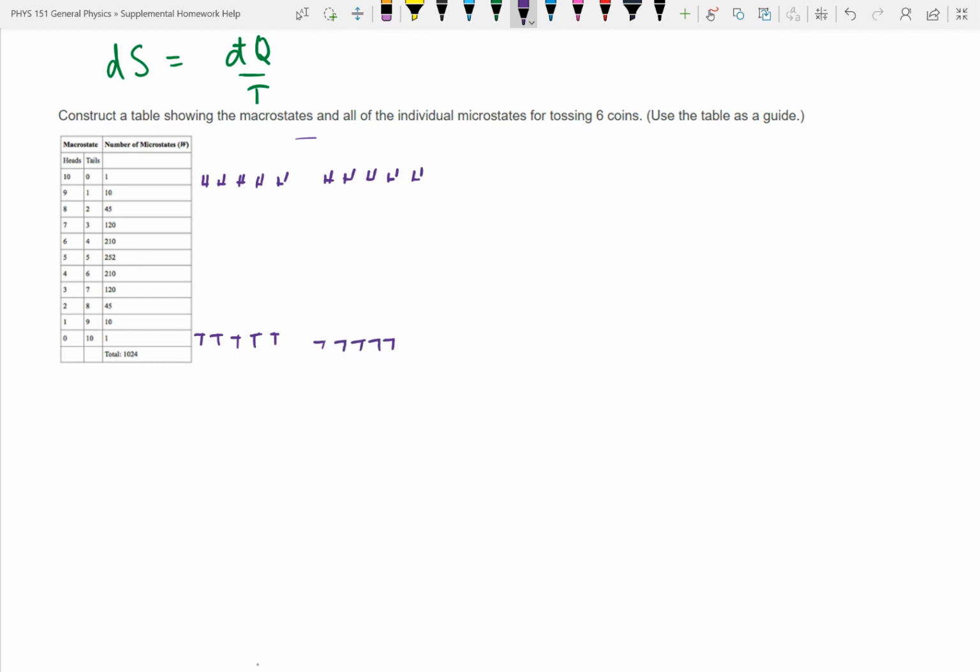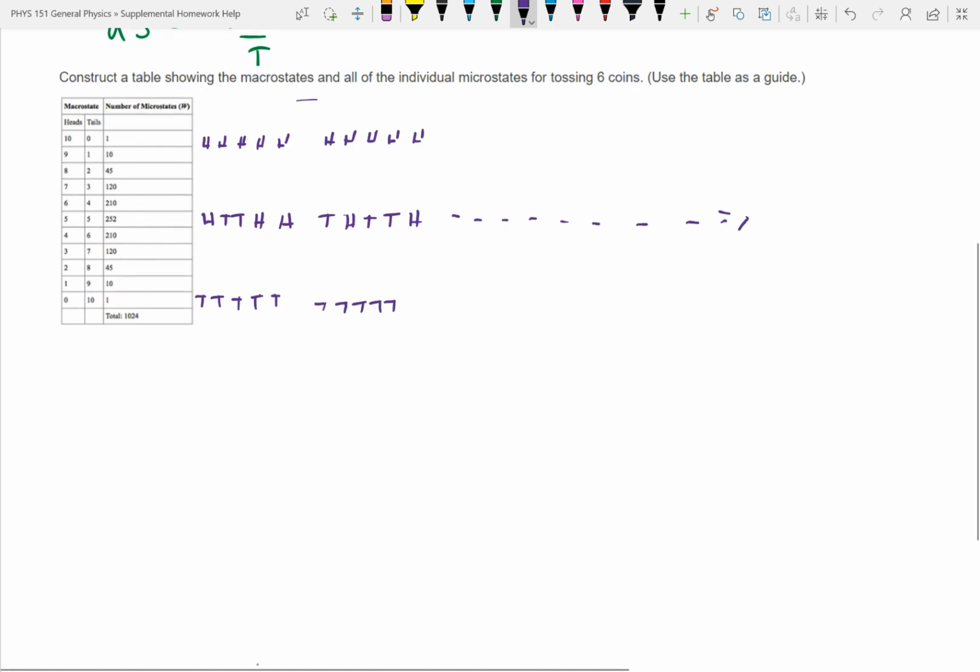But if we go to these other ones, I'm not going to draw out 252 different variations. I'll just draw out one variation of 5 and 5. Head, tail, tail, head, head. Tail, head, tail, tail, head. There's one of the 252 variations that has 5 heads, 5 tails. But there's a whole large number of these, right? And so you construct the table of that.